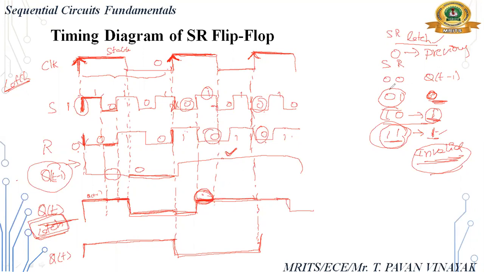So 0 and 0 means what? Previous state. What is the previous state here? This one is the previous state now. So you have to draw 0. So have you observed now the difference between latch and flip-flop?